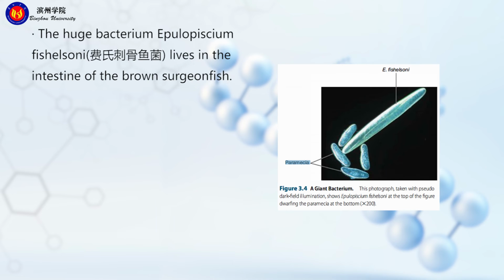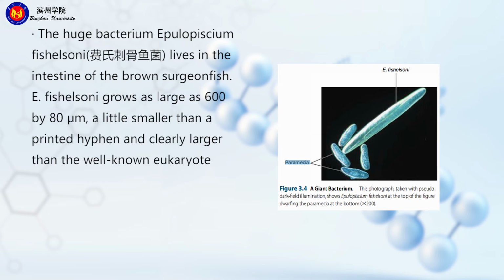The huge bacterium Epulopiscium fishelsoni lives in the intestine of the brown surgeonfish. Epulopiscium fishelsoni grows as large as 600 by 80 micrometers, a little smaller than a printed hyphen and clearly larger than the well-known eukaryote Paramecium. You can see it on the picture.